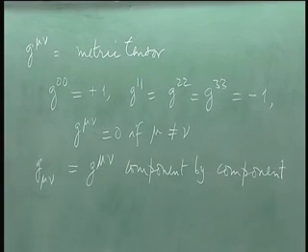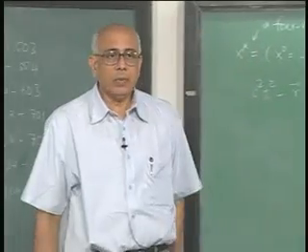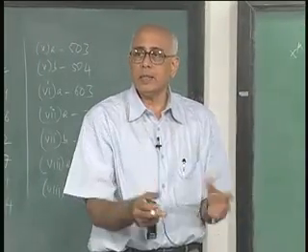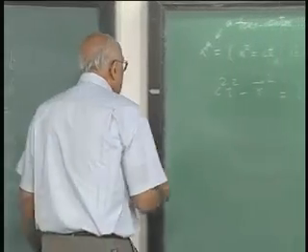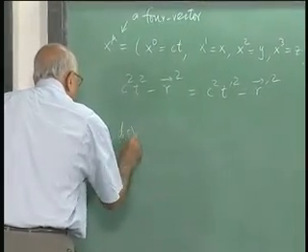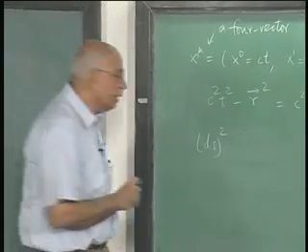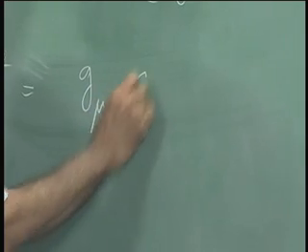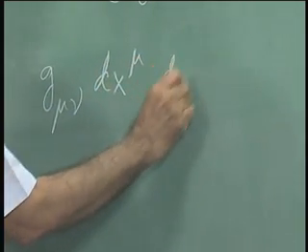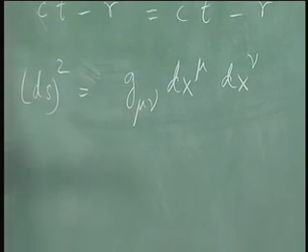Now the reason for writing this is because in general it turns out that when you have manifolds, namely spaces with smoothness properties at different points, then the square of the interval between 2 space-time points in this manifold can in general be written down as g mu nu dx mu dx nu. This is a general statement here.